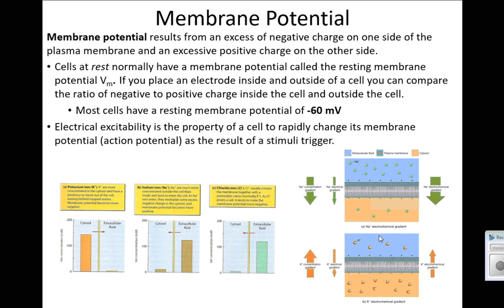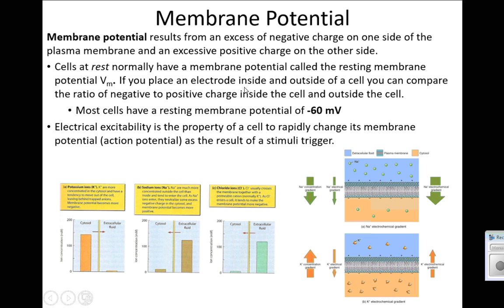We've seen this term, membrane potential, just recently. But this results from an excess of negative charge on one side of the cell, the plasma membrane, and an excess of positive charge on the other. At rest, cells are normally going to have a resting membrane potential. We abbreviate V sub M. V is short for voltage, M is short for membrane. Okay. We call it resting membrane potential because it's its charge at rest.